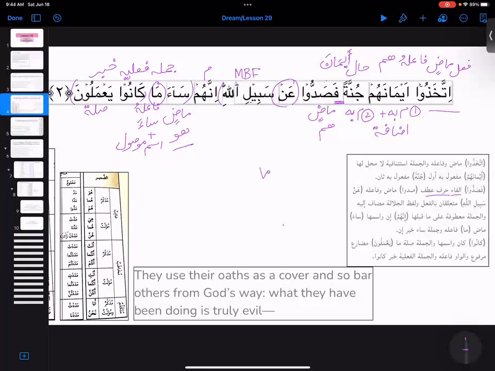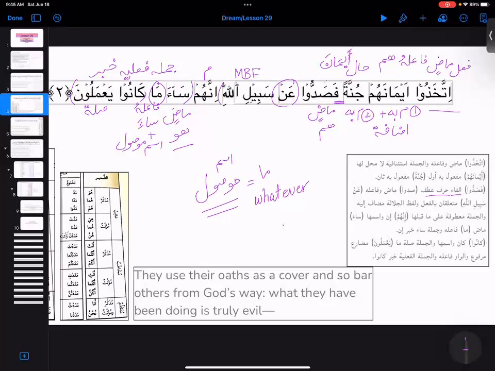This ma is ma mawsul. Inshallah, I think we didn't learn it yet, but we will learn inshallah. This is called ma mawsul and it gives the meaning of what or whatever. So whatever they used to do, how terrible it was. So basically this ma is an ism, right? So it could be the outside doer. So this ma is basically the outside doer of sa'a. And then kanu ya'malun is what they used to do. So kana plus fi'l mudari' always gives the meaning of they used to do.